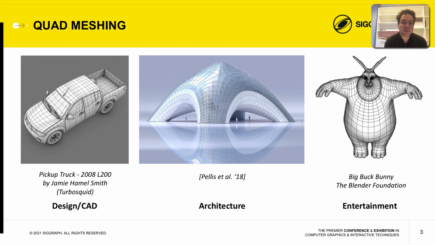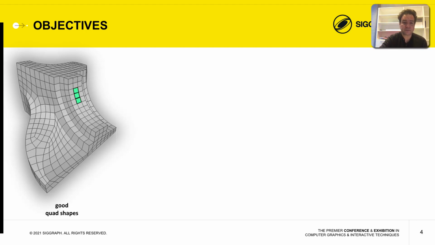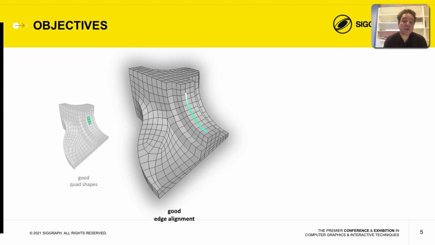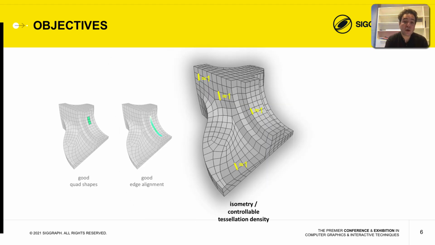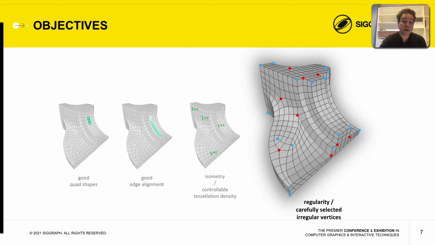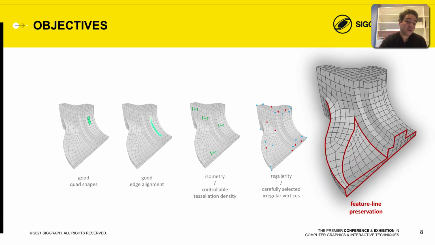Quad meshes have multiple applications in computer-aided design, architecture, and the entertainment industry. But what are the main objectives for nice quad meshes? First of all, we aim for nicely shaped elements. Usually, we also want the edges to be aligned with curvature lines. We look for uniform tessellation density, and we also aim for a good irregular vertices layout. Finally, we also want to preserve the feature lines.